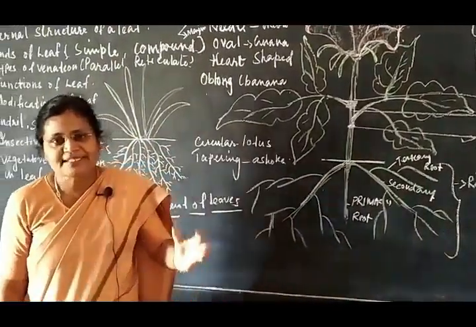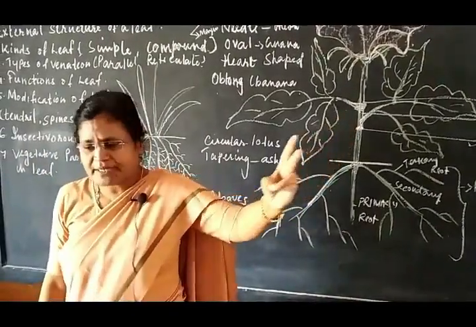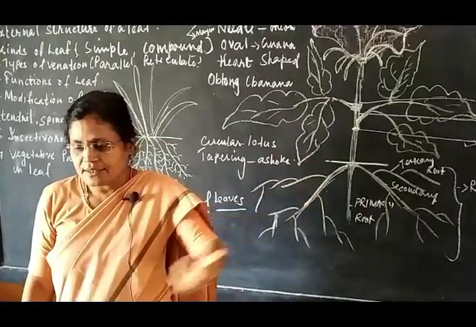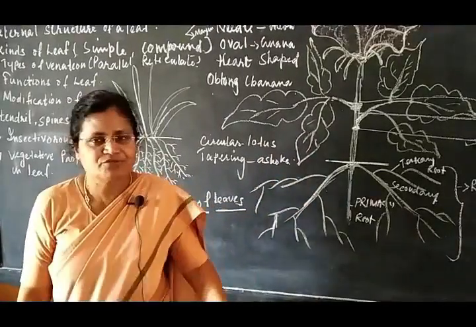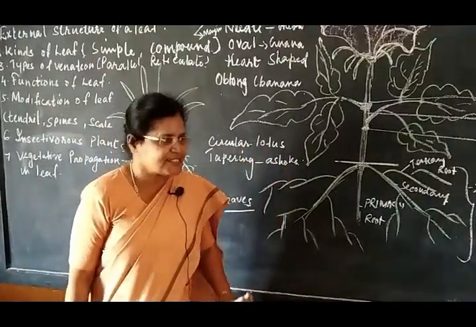Examples of plants having taproots are your rose, your china rose, and all your big trees like the banyan tree, pipal tree, tamarind tree, neem tree, etc. Now they are examples for the taproot system.